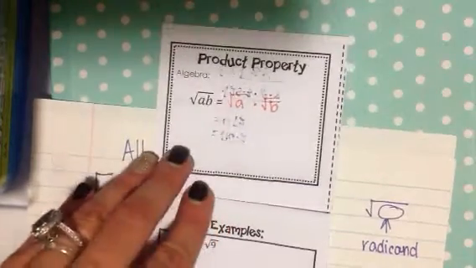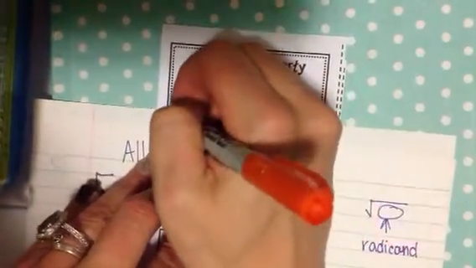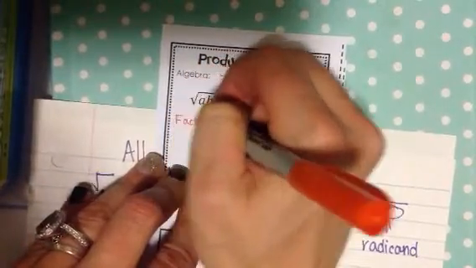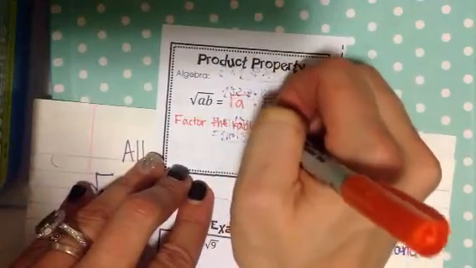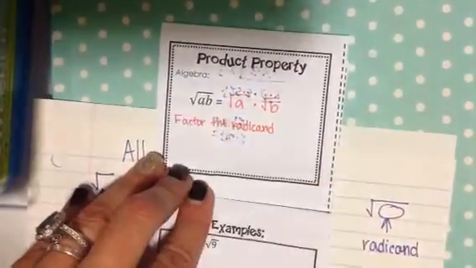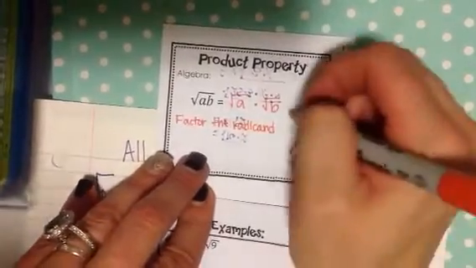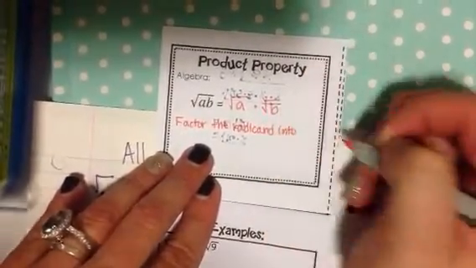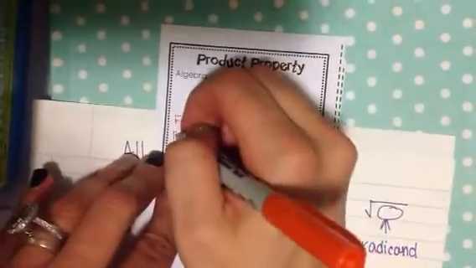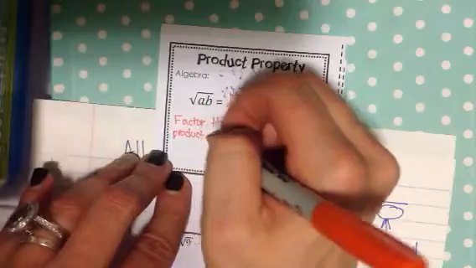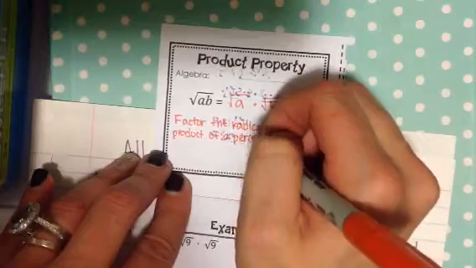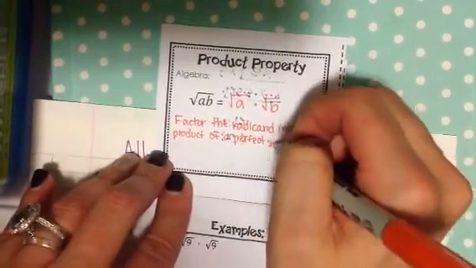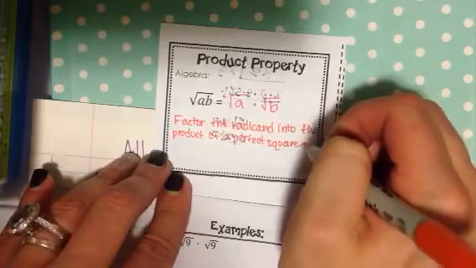And how this really helps us with simplifying is that we can factor the radicand, which is the part inside the radical symbol. We can factor the radicand into the product of a perfect square and another number.